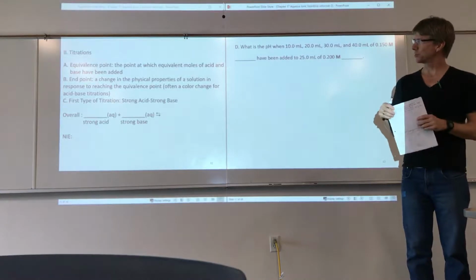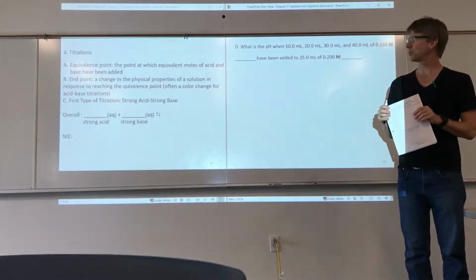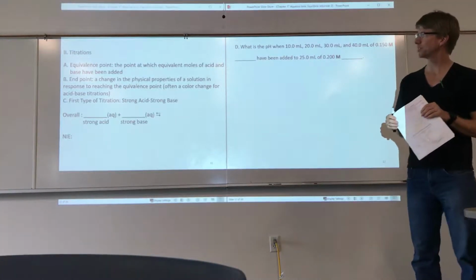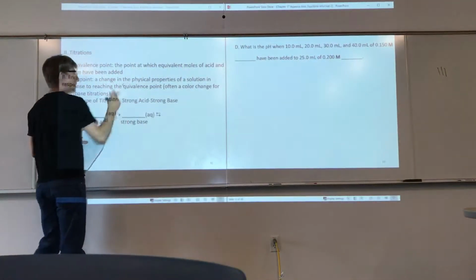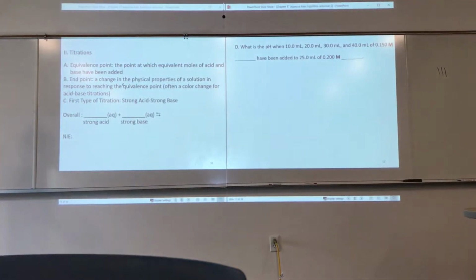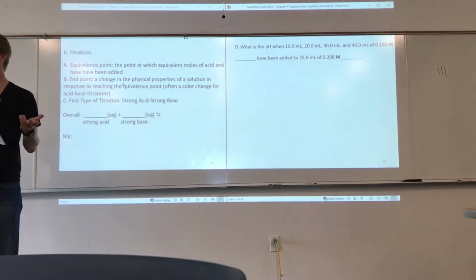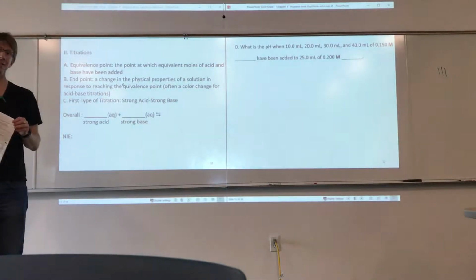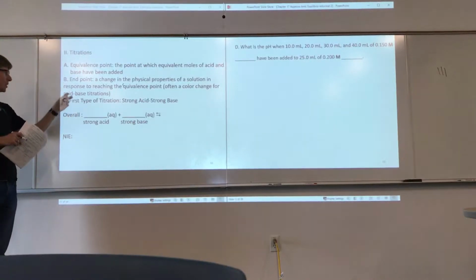Before we talk about that, just a little review. Equivalence point: the point at which equivalent moles of acid and base have been added. End point: a change in the physical properties of a solution in response to reaching the equivalence point. Often it is a color change for acid-base titrations, although there are other kinds of titrations as well that you may or may not see once you get to organic chemistry. Specifically, redox titrations, where you're looking at changes in oxidation state, and sometimes those lead to changes in color as well. All right, so our first type of titration is strong acid, strong base.